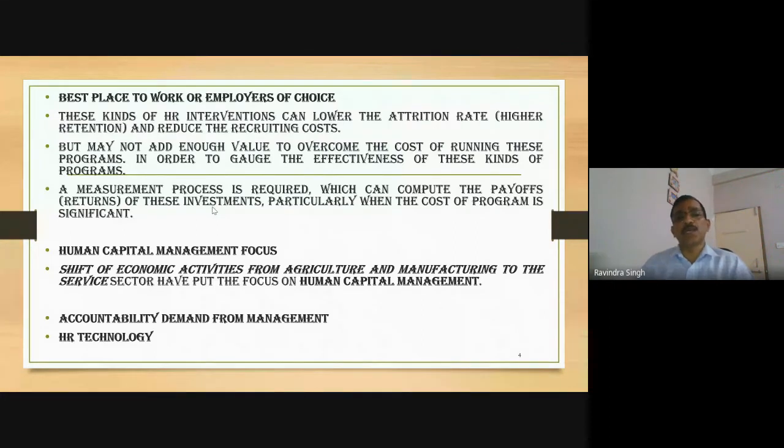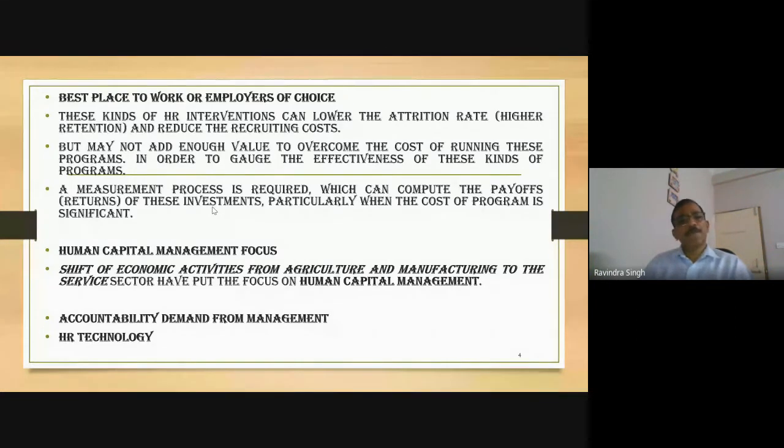In order to gauge the effectiveness of these kinds of programs, a measurement process is required which can compute the payoffs, any returns of these investments, particularly when the cost of the program is significant. Now the employer also should come with a positive intention that once I have good returns, then it should be distributed in proportion to our employees, to the society. For the society, why was the government bound to bring the CSR? Why did these companies not bring it on their own? So there is a need for some measurement.